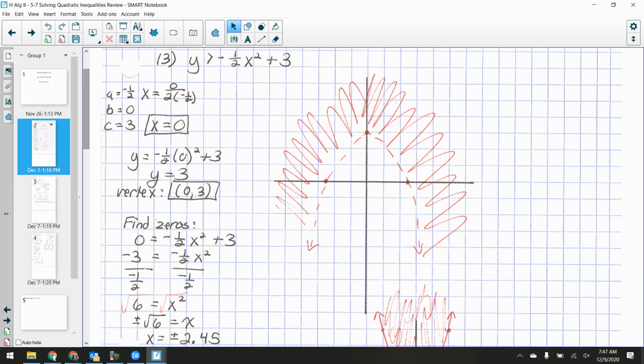Positive 3 is the vertex. If I take negative b over 2a, b is 0, that whole fraction is going to turn to 0. So in this case, my axis of symmetry is the y-axis. So unfortunately, we only have 0, 3. We know that it points downward, so we know it's going to go generally downward. But then, we don't have any other points to show how wide or narrow it really is. So the best route to take would just be to find the zeros.